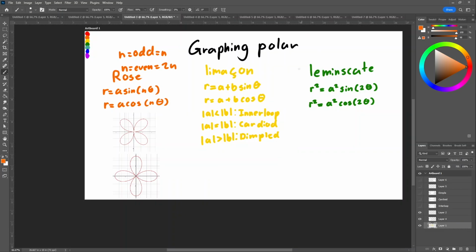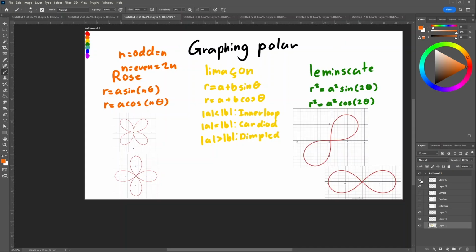And the last thing I have over here for graphing polar is the lemniscate. It's kind of a weird graph. It's r squared is equal to a squared sine 2 theta, where a is the length of the petal, and r squared is equal to a squared cosine 2 theta. They're kind of weird. I think the main thing about lemniscates is being able to identify what the graph is. So this one down here just looks like the infinity symbol. It's a basic lemniscate.